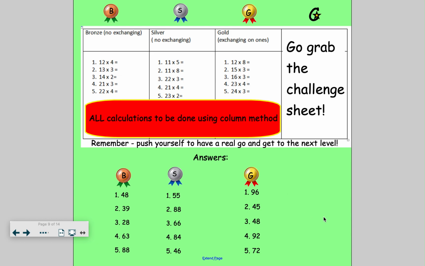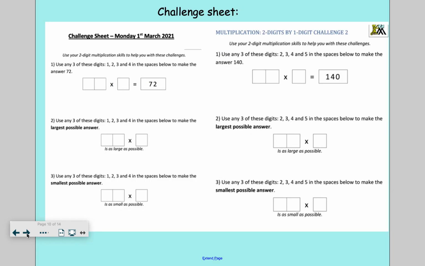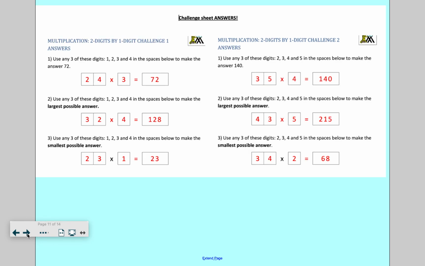Hopefully you got 5 out of 5 or even 10 out of 10 because you did 2 lots of work. So well done, that's fantastic. Okay, there's the challenge. And coming up, to press pause after you've done the challenge, is the challenge answer sheet. So press pause here if you want to mark your work.